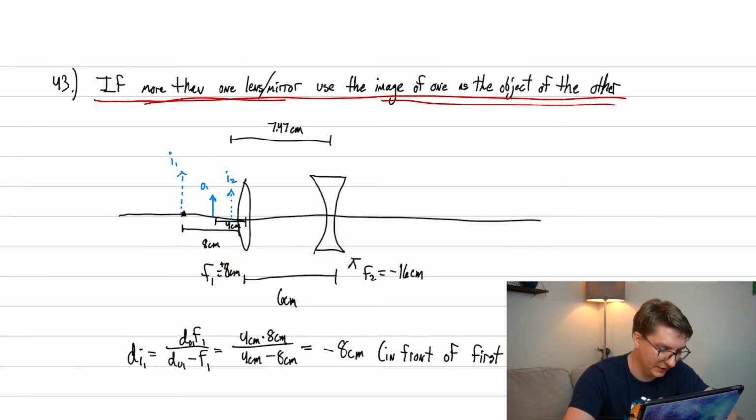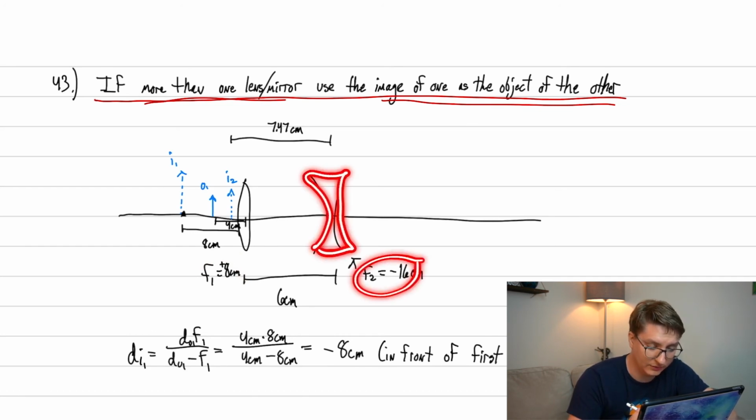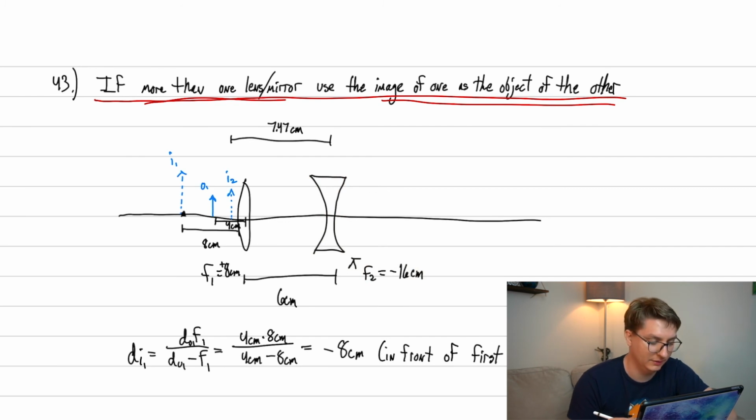So we're told we have an object that's 4 centimeters away from this convex lens. This convex lens has a focal length of 8 centimeters. We have a concave lens with a focal length of negative 16 centimeters, and these things are sitting 6 centimeters away from each other. So where does the first image lie? Where does the final image lie? Okay, well, I've drawn them, but we'll pretend we don't know that yet.